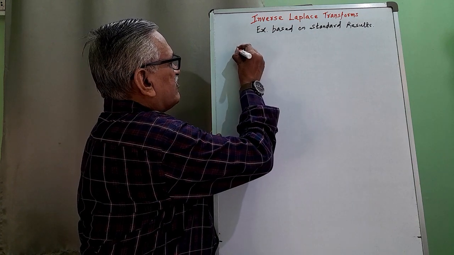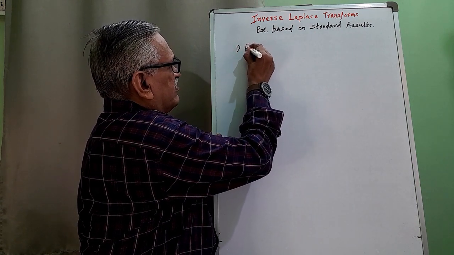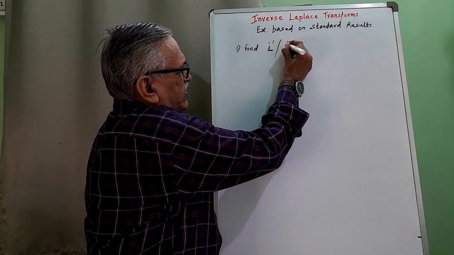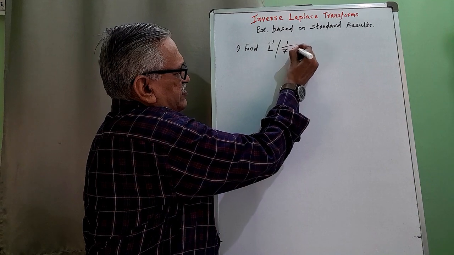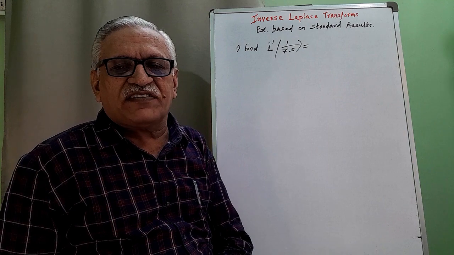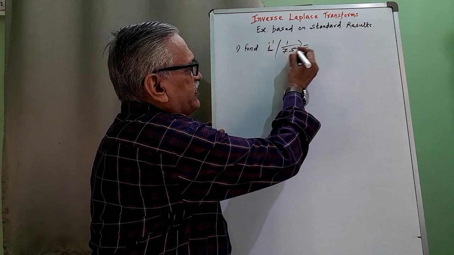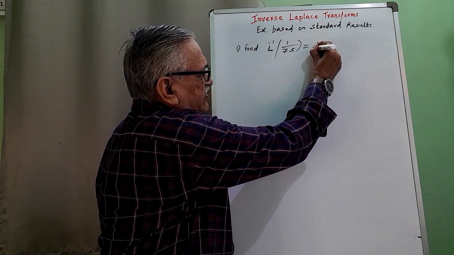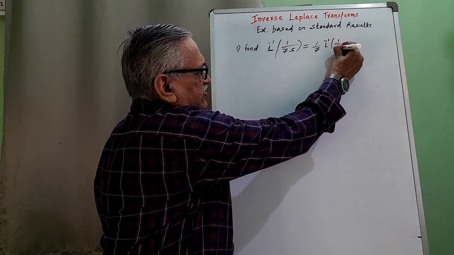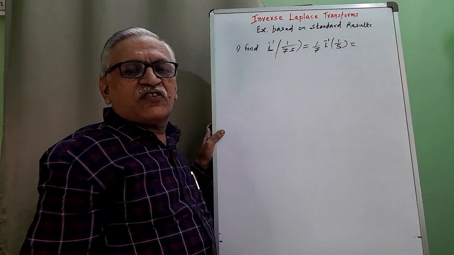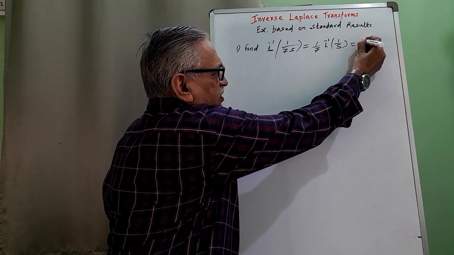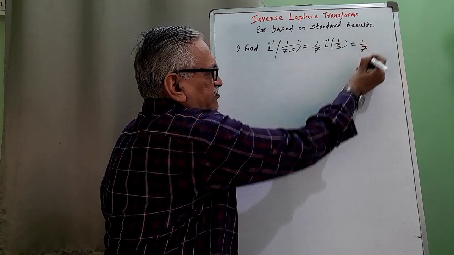First example. Find inverse Laplace of 1 upon 7s. Using the standard result, inverse of 1 by s is 1. For that, we have to take the constant term outside. Therefore, 1 by 7 outside. The inverse of the remaining term 1 by s is 1. Therefore, 1 by 7 into 1, we get the value as 1 by 7.